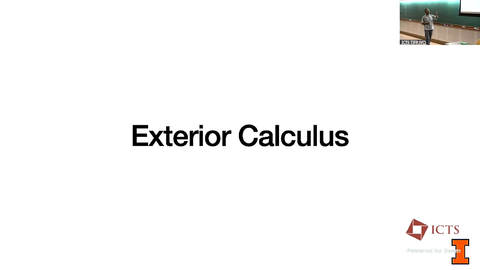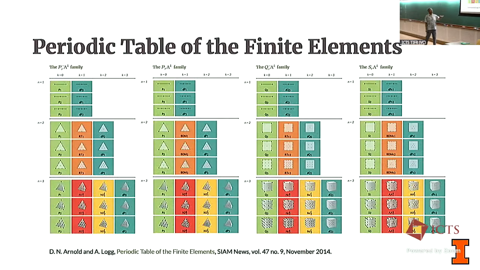The other component that has been very helpful is exterior calculus, which is a generalization of vector calculus. It's not essential to use it, and I'm not trying to say one should or not, but it does help. This is again by Doug Arnold and Anders Logg. They made this really beautiful poster of the periodic table of the finite elements. It allows you to talk about everything uniformly, you can go to any dimension, and you can do things on a manifold. So it becomes very nice and easy to talk about things in a unified fashion.